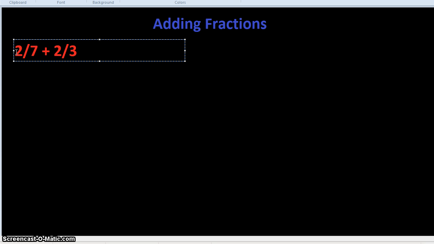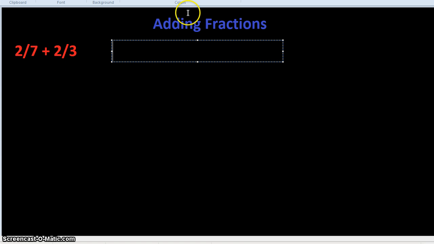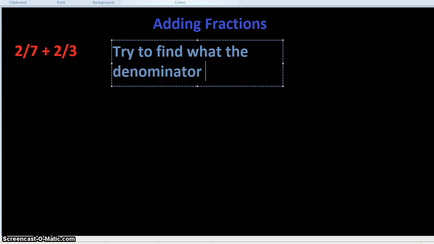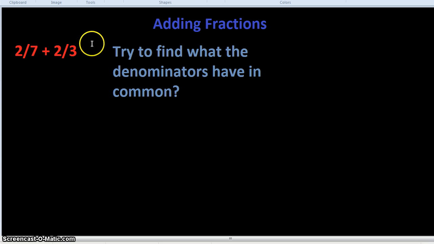And the thing to look for is try to find what the denominators, which are the bottom numbers, have in common. Try to find what the denominators have in common. So in this case, the denominators are 7 and 3. Let me just underline 7 and 3 because they're the bottom numbers. So what do they have in common?